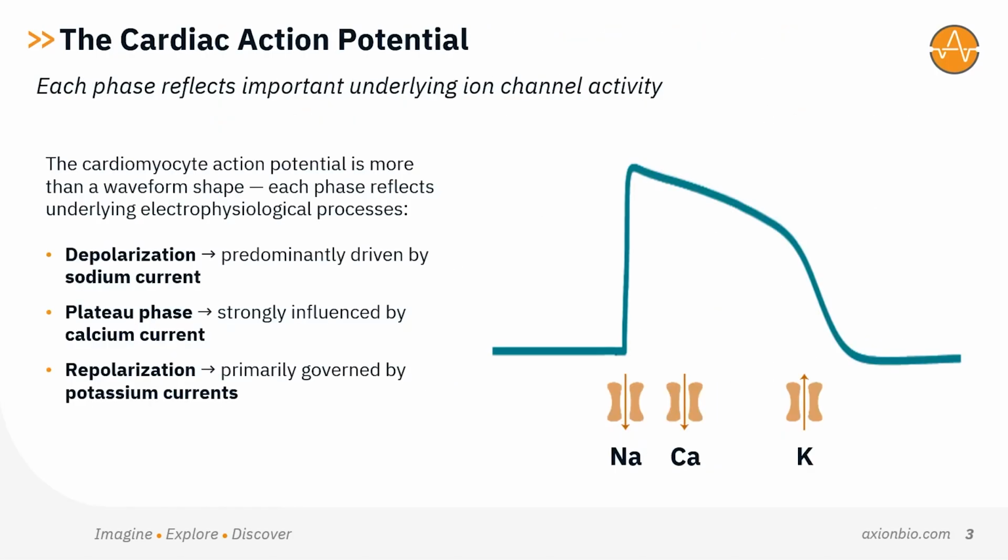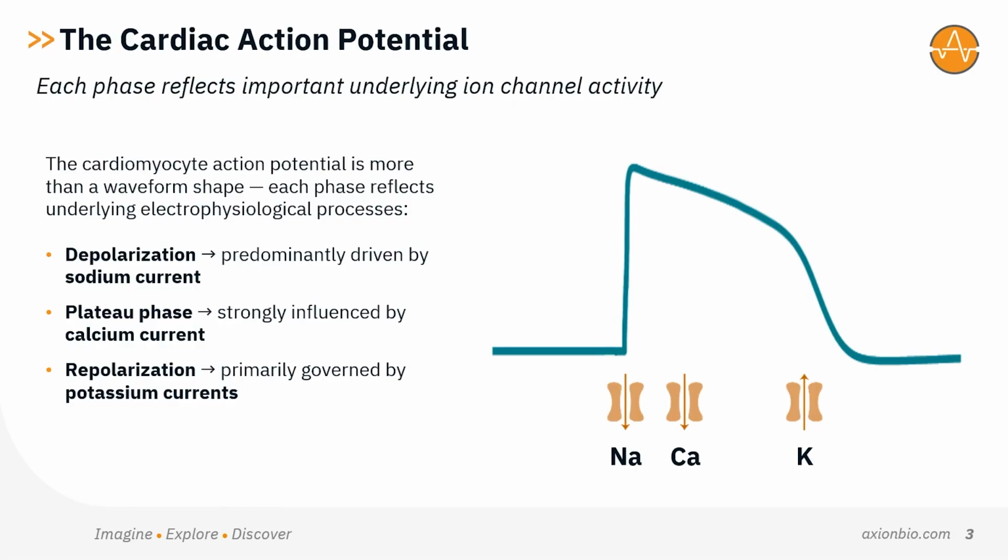Cardiomyocyte behavior is the result of the complex interplay of different ion channels opening and closing at different times, and each channel contributes to a specific aspect of the action potential. The upstroke, or the depolarization phase, is predominantly driven by sodium currents. The plateau phase that follows afterwards is strongly influenced by calcium currents. And finally, repolarization is primarily governed by potassium currents.